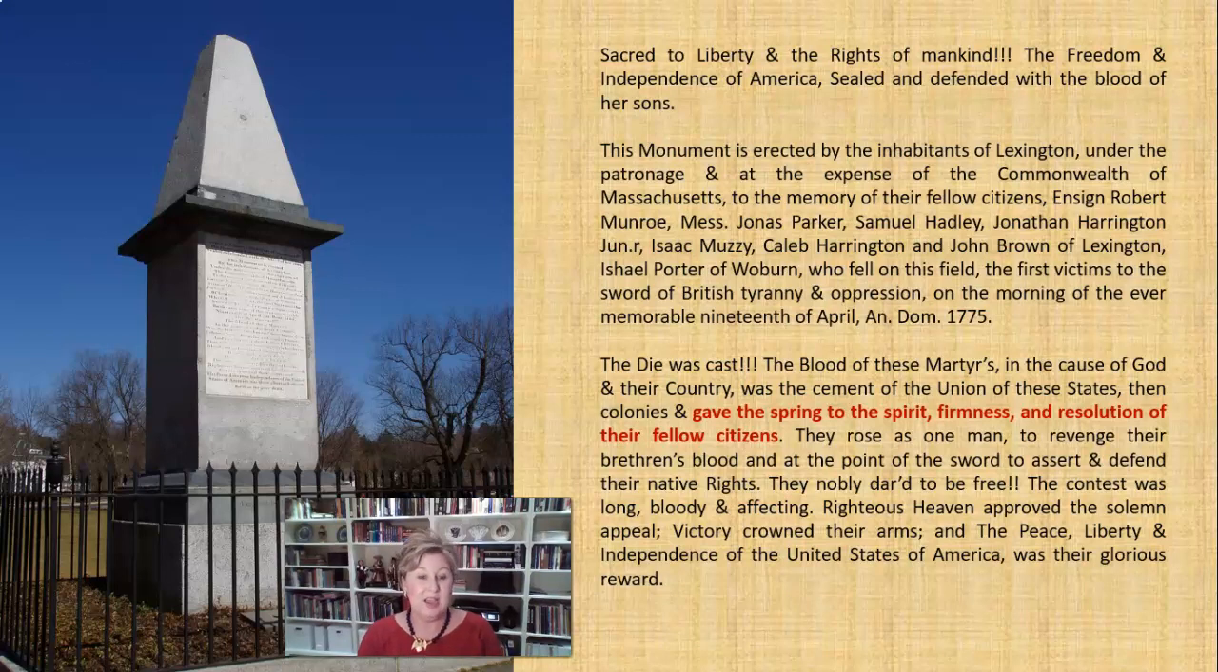But do you see that when you're standing there at that monument, it's not just a place of remembrance of the lives and the sacrifice of those men. They are telling you that what happened there became the resolve. It stiffened the resolve of their countrymen. It gave the spring to the spirit, firmness, and resolution of their fellow citizens, who then rose and defended American liberties. That's what it should do today. We don't just remember, we resolve.